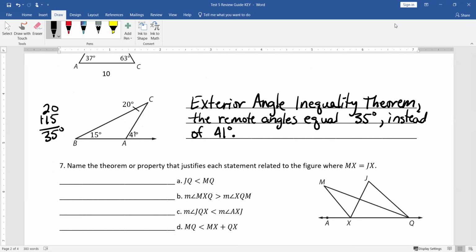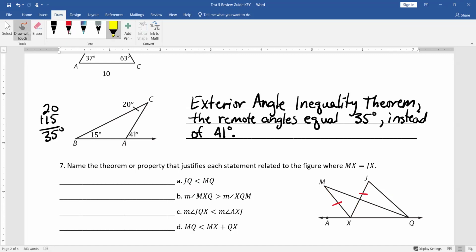All right, so looking at the diagram that we're given, what we know is that they tell us something here. MX is congruent to JX. MX and JX are congruent. They're exactly the same length. So why does JQ have to be smaller than MQ?